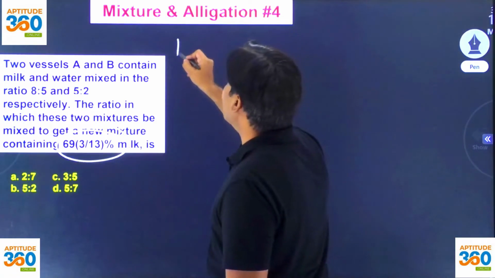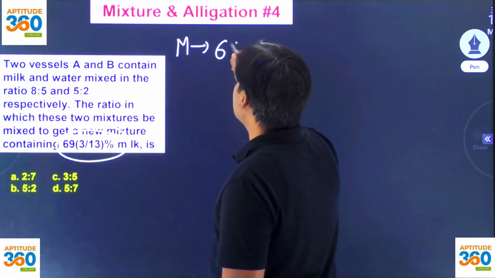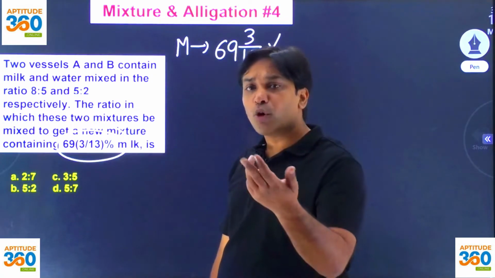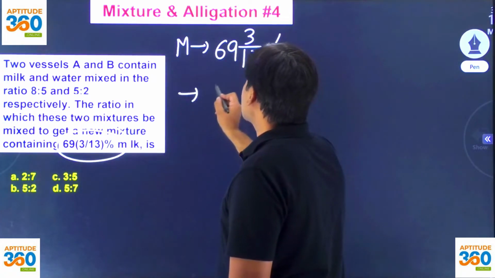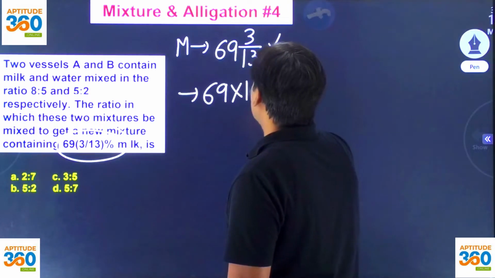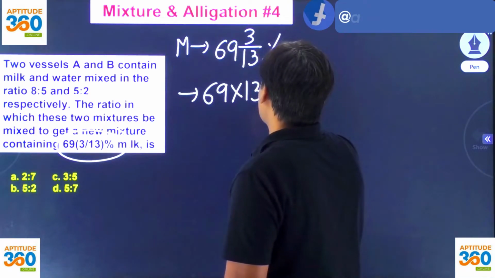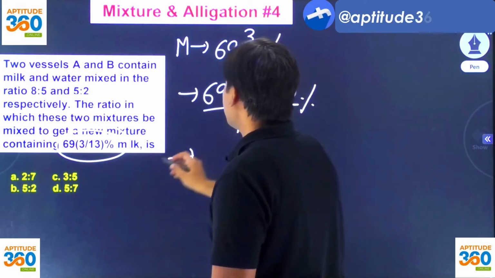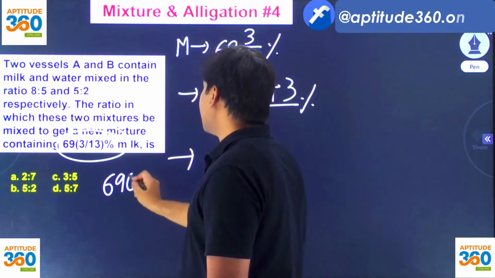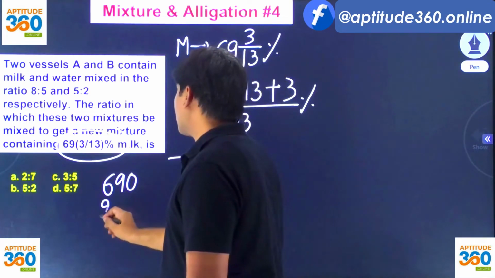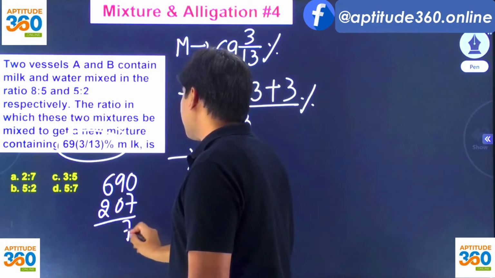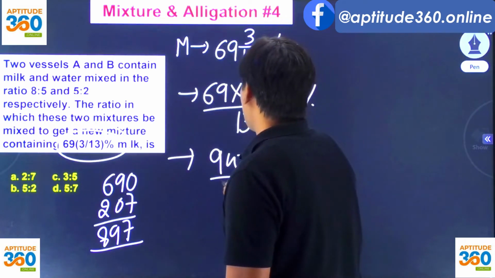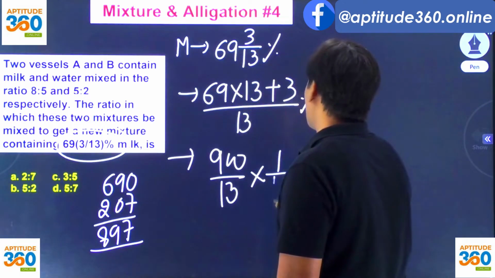यानी मिल्क बोला क्या जा रहा है? मिल्क इज 69 3/13%. अब इस परसेंटेज को you can convert into ratio. So this is going to be what? 69 into 13 plus 3 upon 13%. Isn't it? If you simplify this is going to be what? 690 plus this is going to be what? 207. This is 79. So 897 plus 3, this is 900 upon 13. Percentage is written as 1/100.